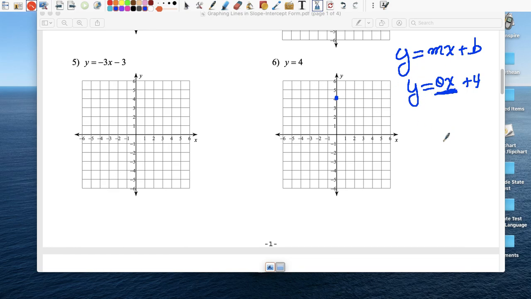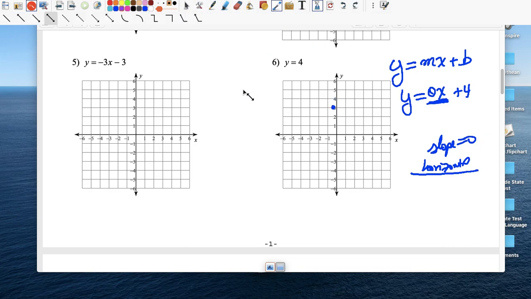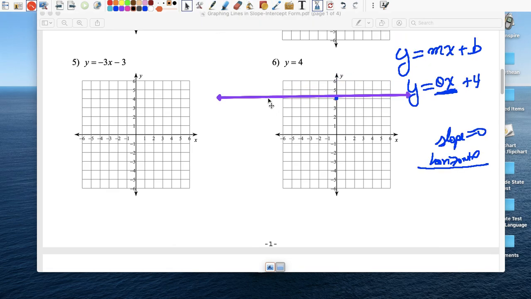So go through your notebooks, and what do we say? When the slope is 0, what kind of line is that? When the slope is 0, the line is a horizontal line. And then when you graph that, if it's a horizontal line, that's even easier. Right there. And here's what I'm going to do in this horizontal line.